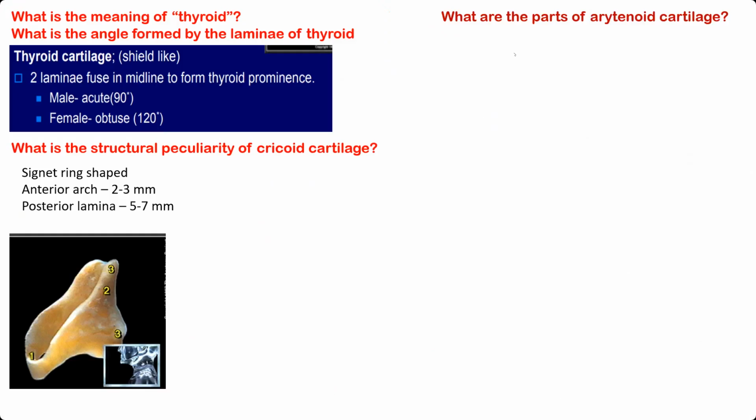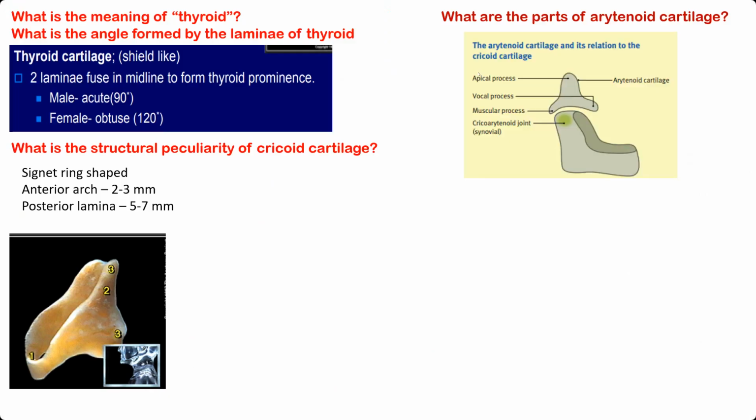Okay, what are the parts of the arytenoid cartilage? Arytenoid is an important cartilage for many functions of the larynx, and if it gets injured or damaged, that will cause a lot of problems. So you must learn something about this arytenoid cartilage. Any idea? What shape is that arytenoid cartilage?